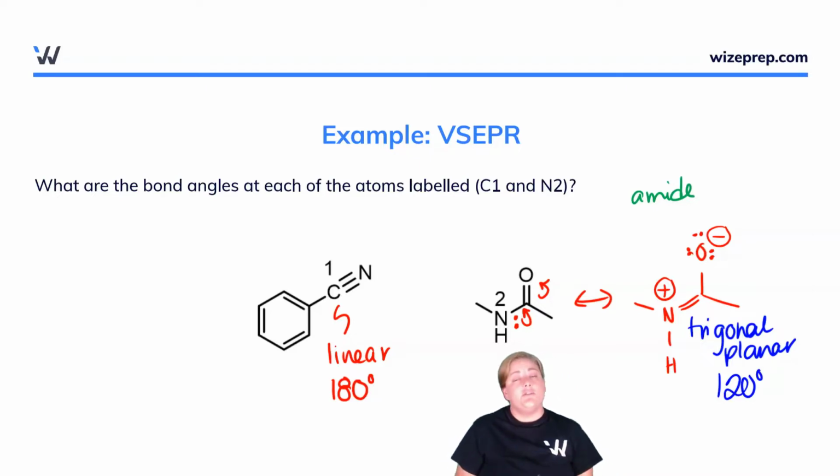So again, show your lone pairs when you're dealing with VSEPR, as those do affect the geometry. And beware the amide. Watch out for this functional group with this major contributing resonance structure, as this affects the hybridization, the geometry, and for this question, importantly, the bond angle.